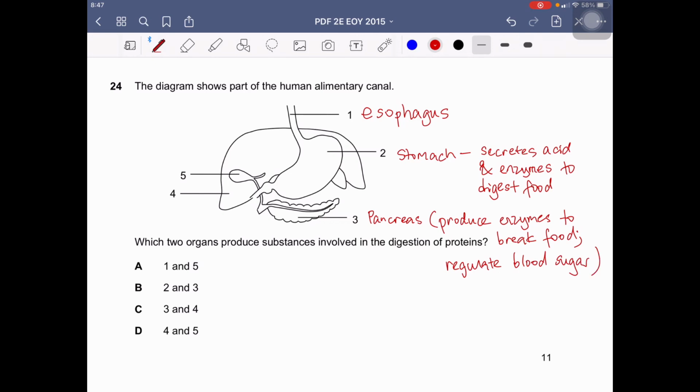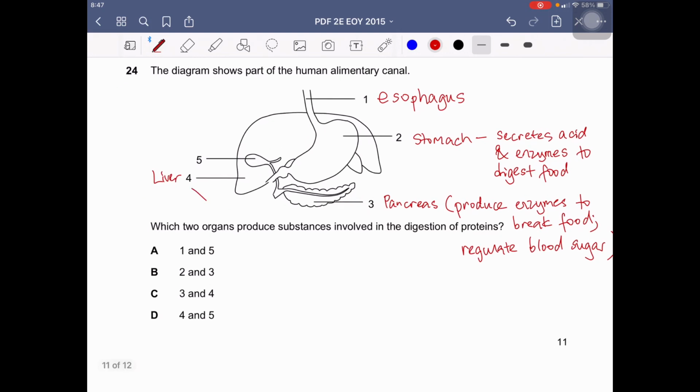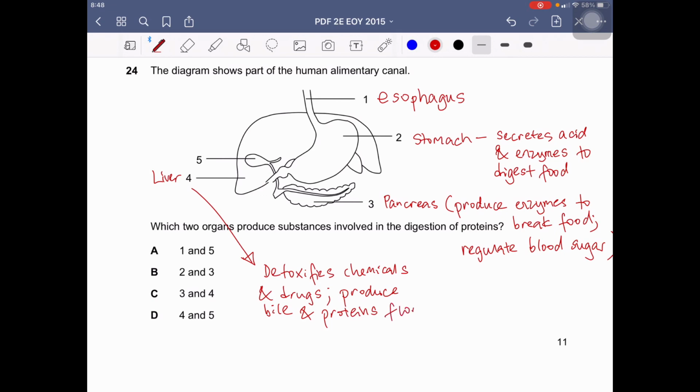And number 4, basically this is your liver. So what does the liver do? Now I don't have much space, so I'm going to write it here. It detoxifies chemicals and drugs, and it also produces bile and proteins for blood clotting. And so on. Of course, there are other processes you don't really need to know.